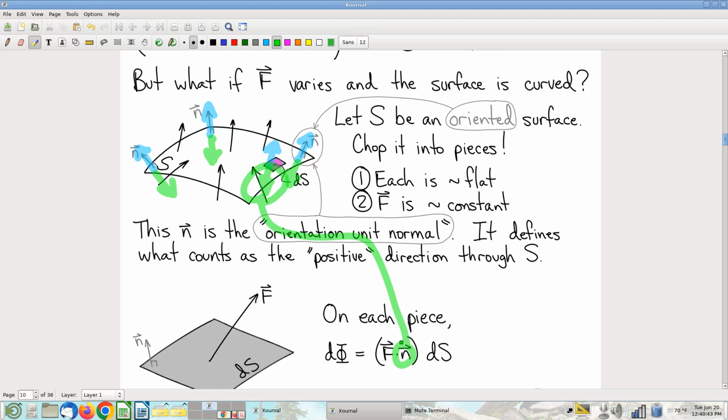So we have an orientation issue. Just like with vector line integrals, vector surface integrals take place over oriented surfaces. You can't just say surface. There has to be an understanding of which direction is the positive direction through the surface. What, in other words, is the orientation of the surface.